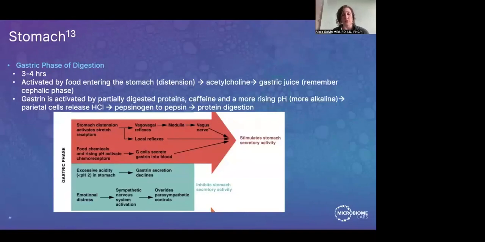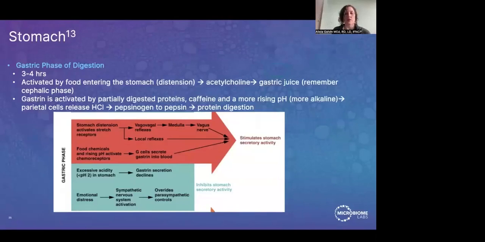It also relaxes the lower esophageal sphincter, but it also activates gastrin, which is then going to activate the release of stomach acid. So you're going to have kind of a dual effect with caffeine. And then again, if you have a rising pH or if it's becoming more alkaline, then the parietal cells will then release more of that HCl to help with that digestion.